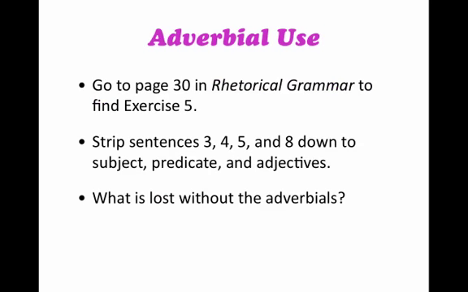What I'd like you to do now is to go to page 30 in our textbook. You want to look for exercise 5. Look at sentences 3, 4, 5, and 8, and I want you to strip them down to their core, a subject, a predicate, and go ahead and leave any adjectives. Once you have done this in your advanced grammar notebook or on your scratch paper or whatever you're using, think about what do we lose when we take the adverbials out. Go ahead and pause the video while you take the time to do this.